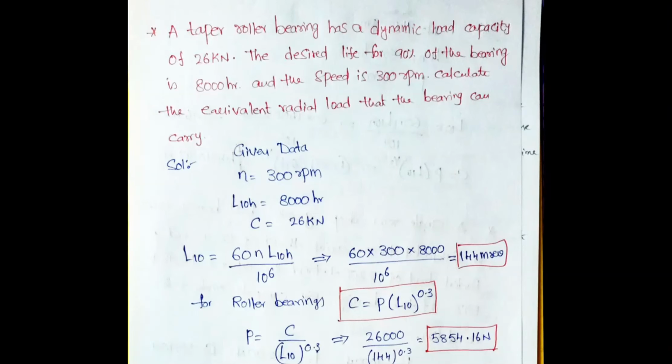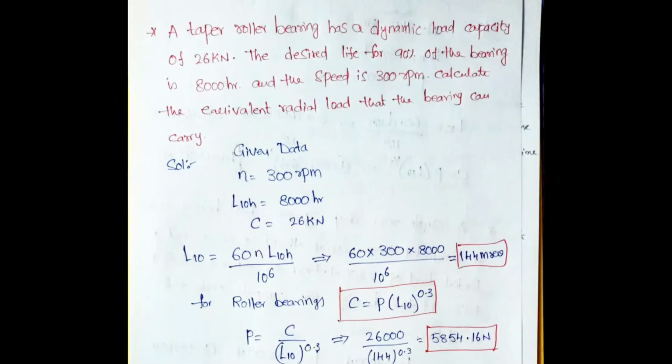Whenever you have a problem, especially a rolling contact bearing problem, the first thing is to observe in the given data or problem whether it is a roller bearing or a ball bearing. Why am I saying that?